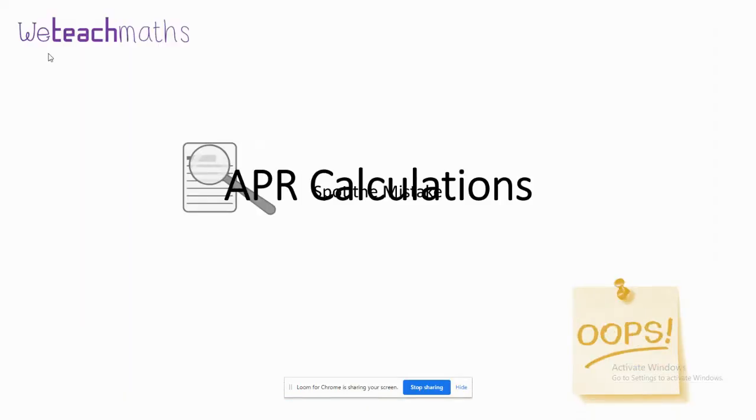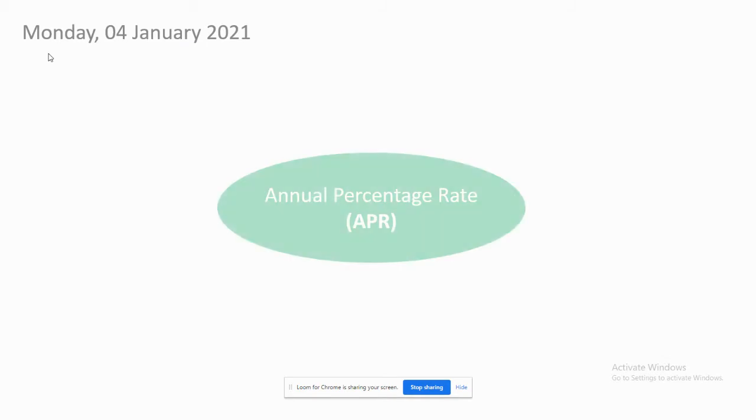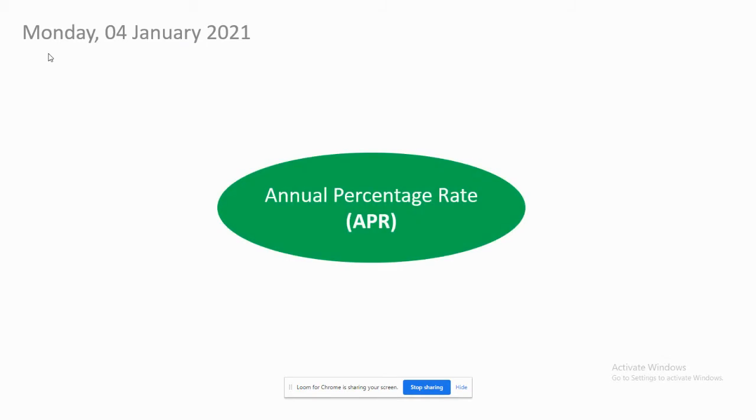Okay, welcome to this video on APR calculations. It's a follow-on from AER calculations. So if you want a little bit more context to why we did APR and AER, then you might want to watch that video. Okay, firstly, APR stands for annual percentage rate.